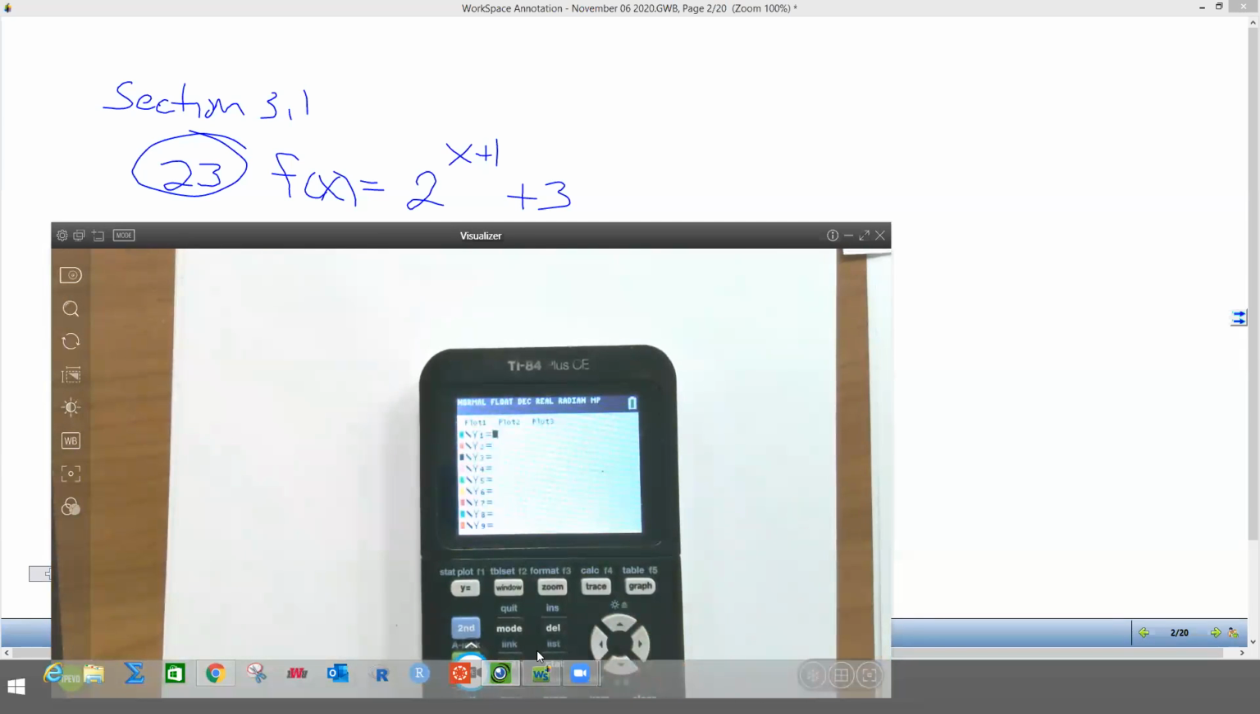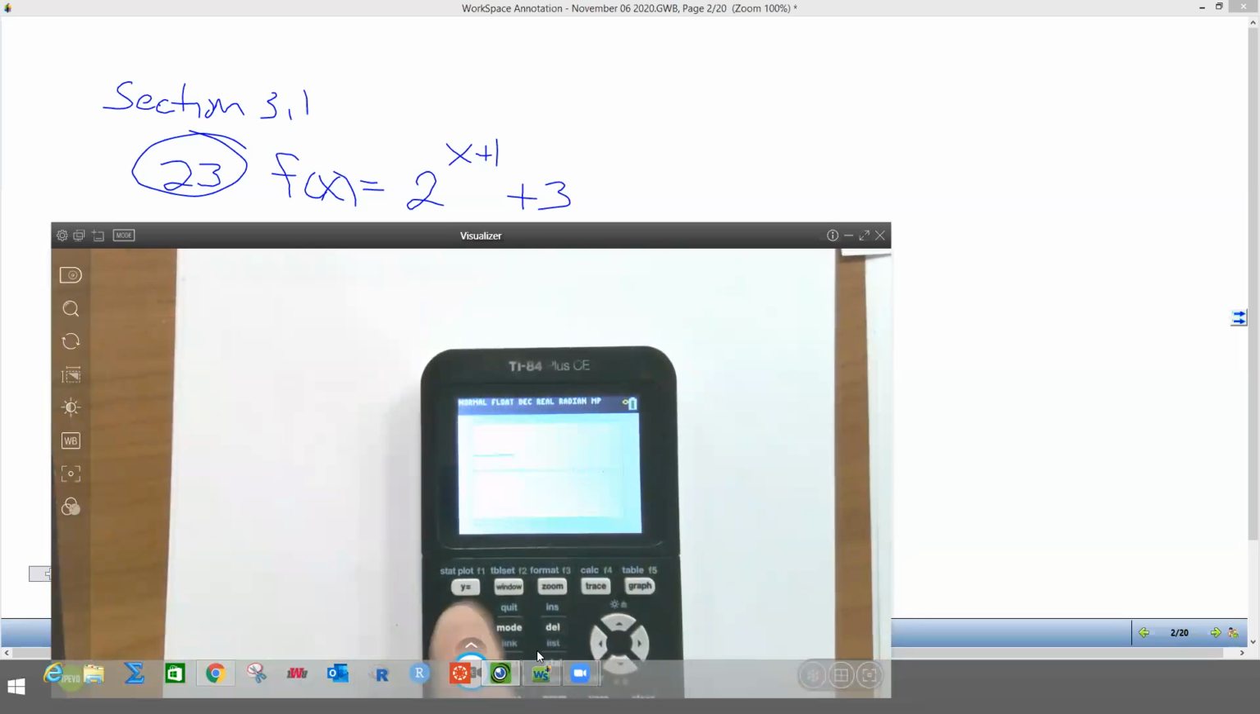I'm going to type in 2, and above the division symbol, I hit the caret button. I'm going to type in there x plus 1. And then I'm going to arrow to the right to get out of the exponent, and put a plus 3 in there, and then I'm going to hit graph.